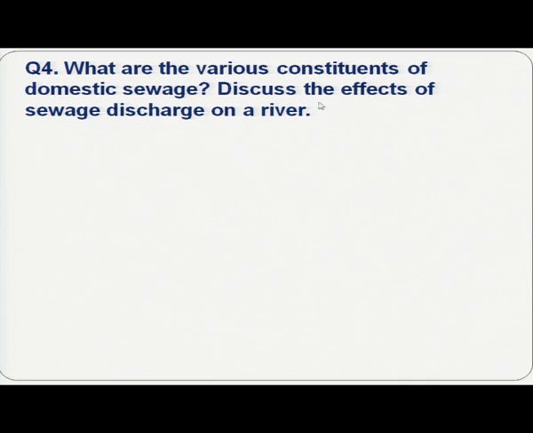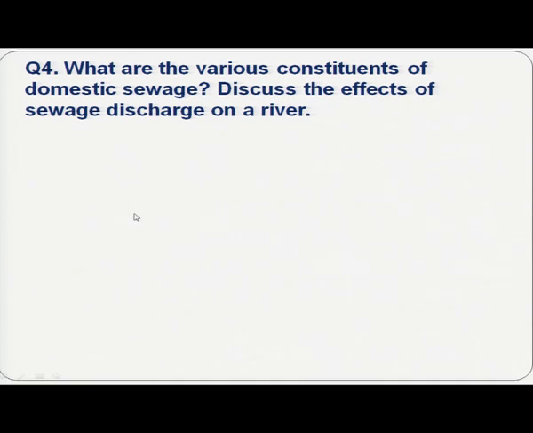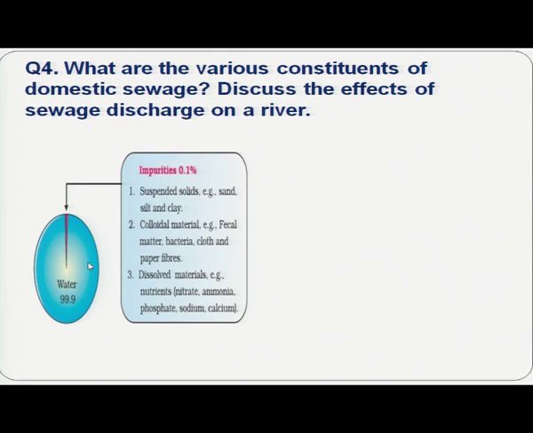Next question is, what are the various constituents of domestic sewage? Discuss the effect of sewage discharge on a river. If you remember, we learnt about domestic sewage, and we also know that only 0.1% of impurities make the water unfit for drinking. This 0.1% impurities comprises suspended solids like sand, silt and clay, colloidal materials like fecal matter, bacteria, cloth, paper fibers, and dissolved materials like nutrients which might be nitrate, ammonia, phosphate, sodium, calcium, etc. And the 0.1% impurities can be detrimental to the water bodies.